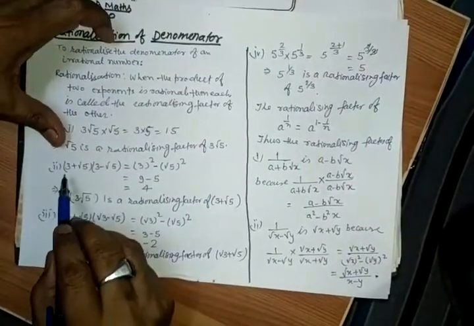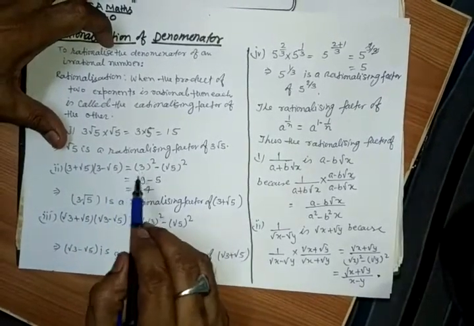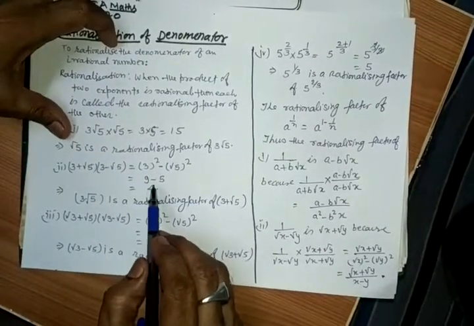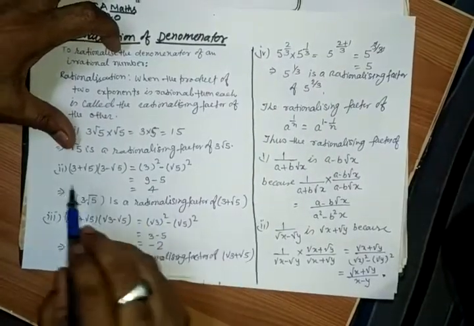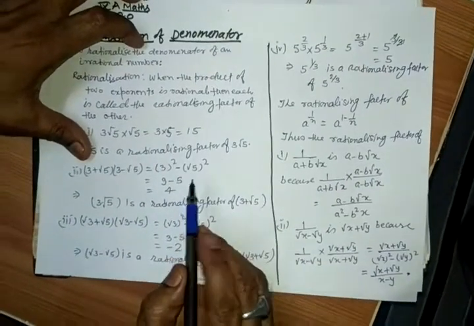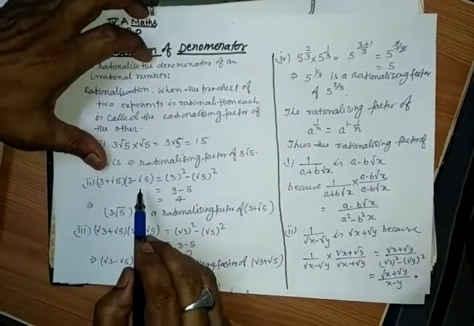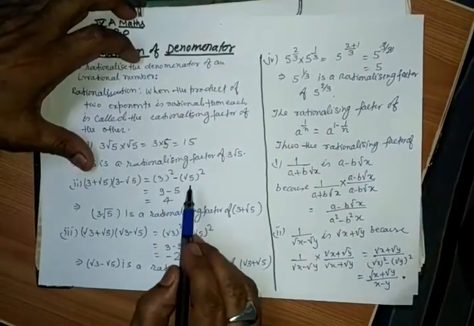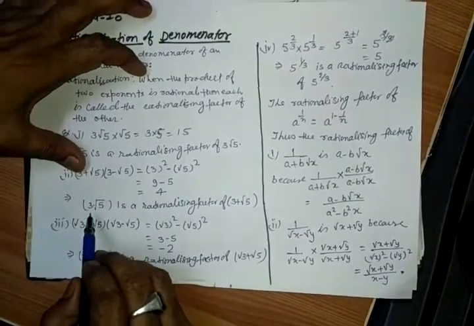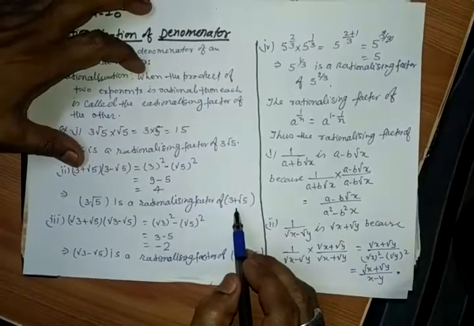Second, 3 plus root 5 into 3 minus root 5 equals 3 square minus root 5 square, that is 9 minus 5 equals 4. Here we have applied algebra identity 3, (a plus b) into (a minus b) equals a square minus b square. Therefore, 3 minus root 5 is a rationalizing factor of 3 plus root 5.